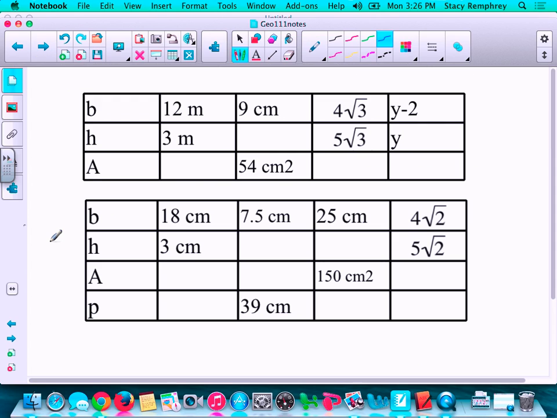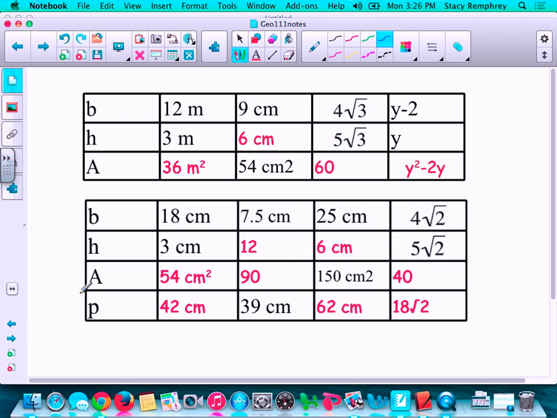Now what you're going to do is you have a table here. B is base, H is height, capital A is area. Same here, base, height, area, and little p is perimeter. So using this information, I would like you to fill in the table. So please push pause and work through this table. All right. On the next slide, you see the answers.